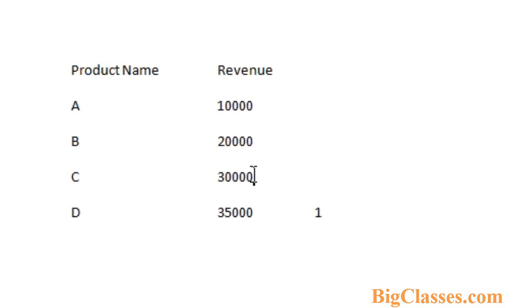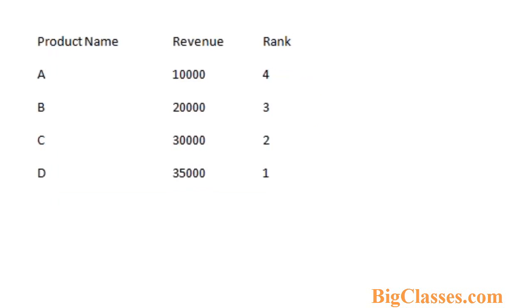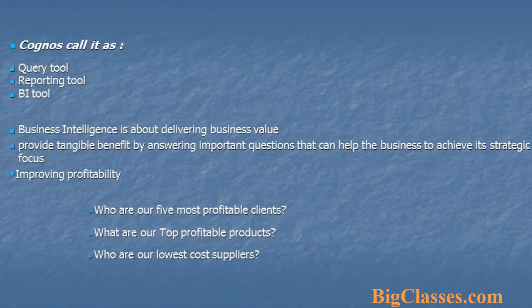We are doing the ranking. So this is in the second position, this in the third position, and this in the fourth position. So in this report, the organization can take a decision. We discussed that BA is a decision making tool. How can we do the decision making here?